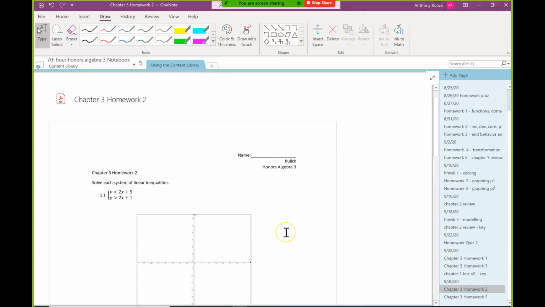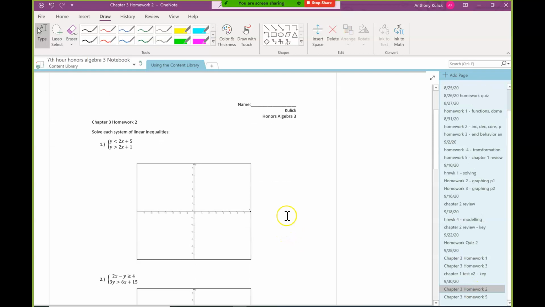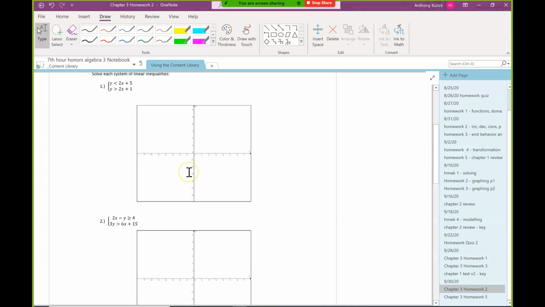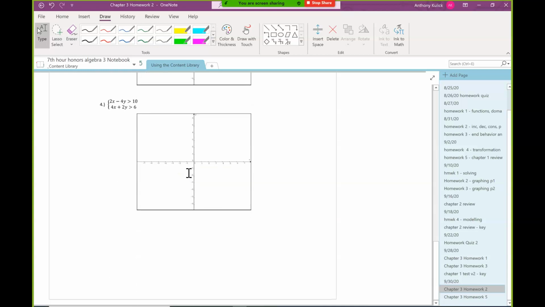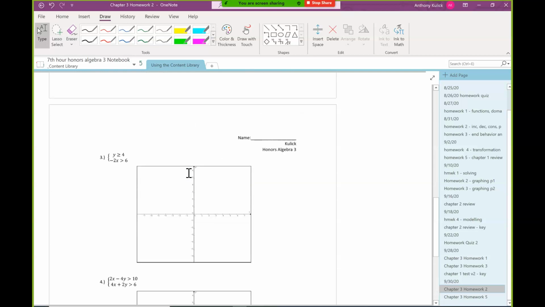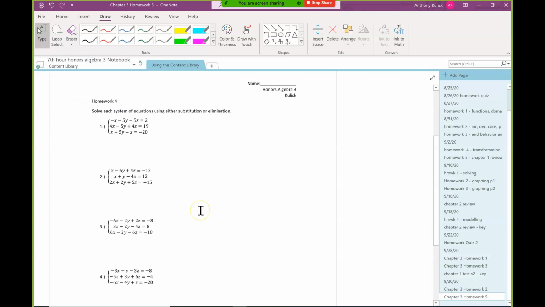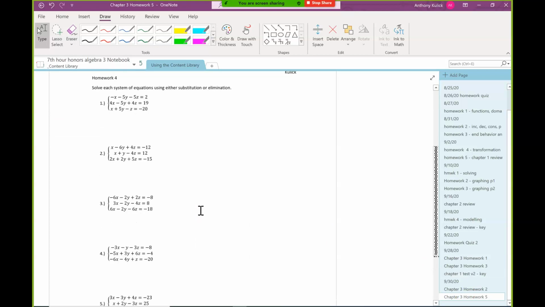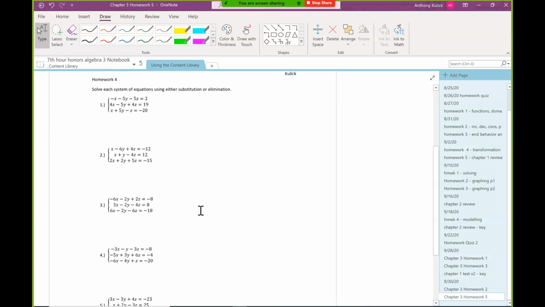So in homework 2, we're just asking you to graph some system or solve the system of linear inequalities. The solution set is just the graph. And what do I have? I have 4 of those to do. That's no big deal, right? And then in homework 5, we have 5 3-variable systems to solve.